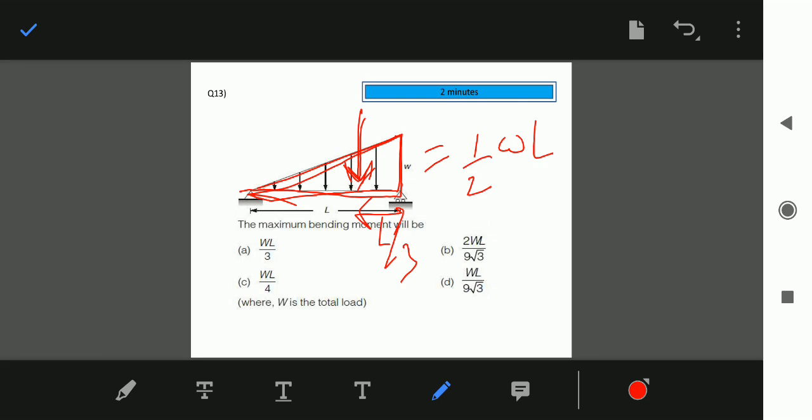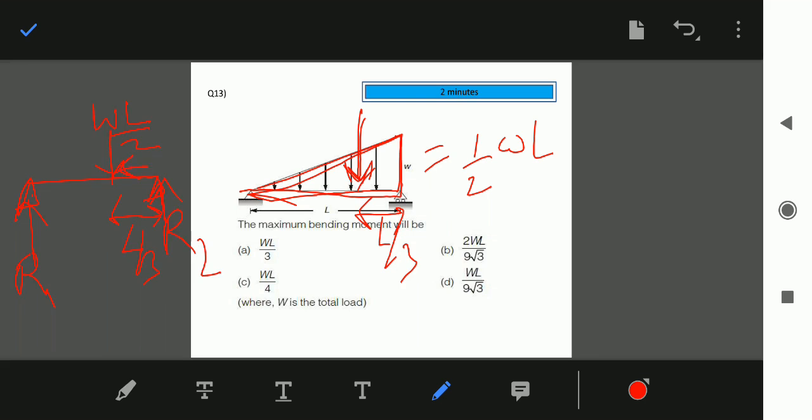Okay, so total load will be acting like this, WL upon 2, and the length here will be L by 3, because the triangular centroid will be at a distance of L by 3. So the reaction load here is R1 and here the reaction load is R2.